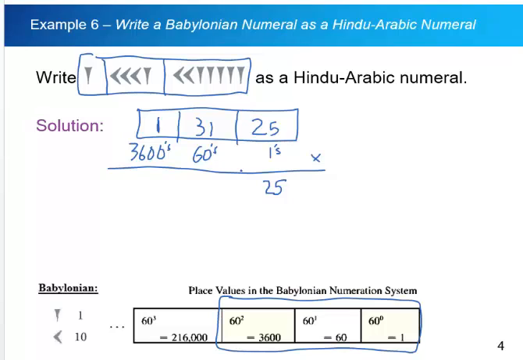We have 31 $60 bills. Which is 1,860. And then one $3,600 bill, 3,600. Add them all together, and we get 5,485.